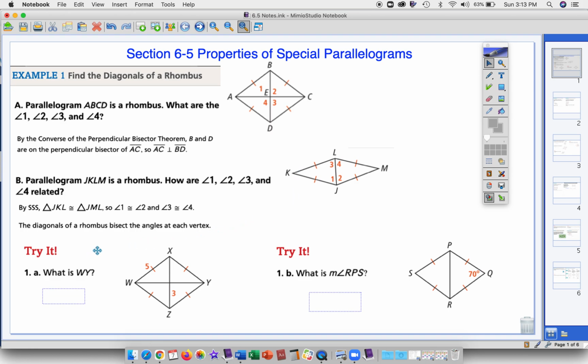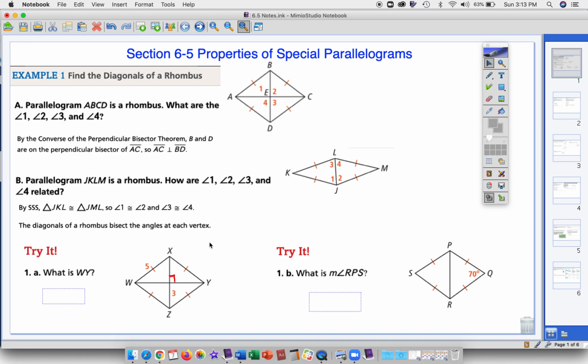Try it 1A. What is the length of WY? So go ahead and pause the video. Try this problem and actually try 1B while you're at it. And again, keep in mind that because this is a rhombus, and we know that because of the four congruent sides, the diagonals are perpendicular to each other. So go ahead and pause the video and come back.